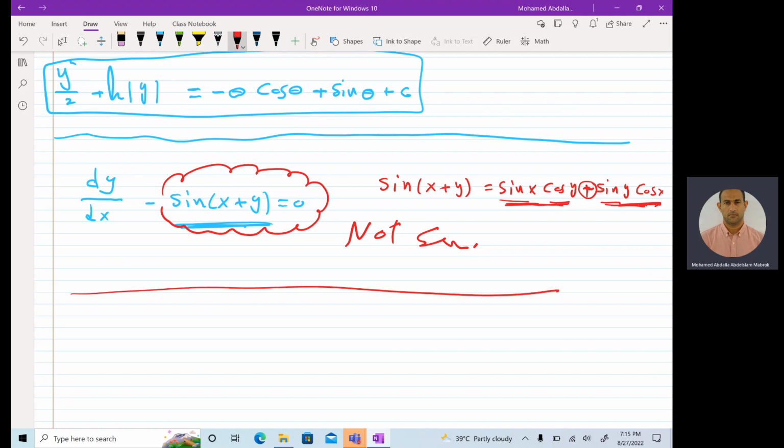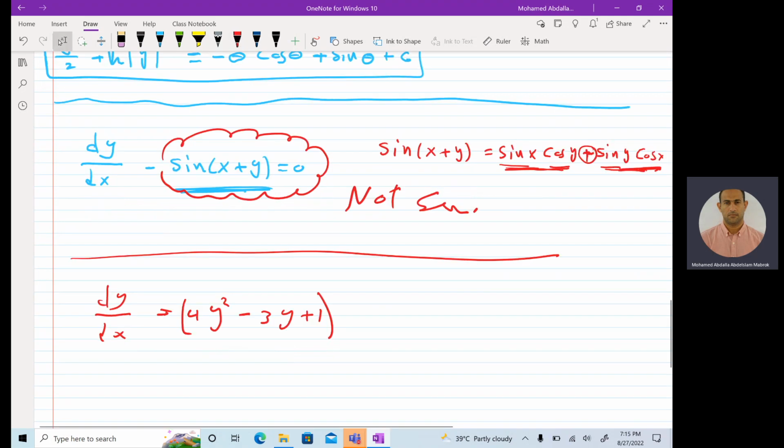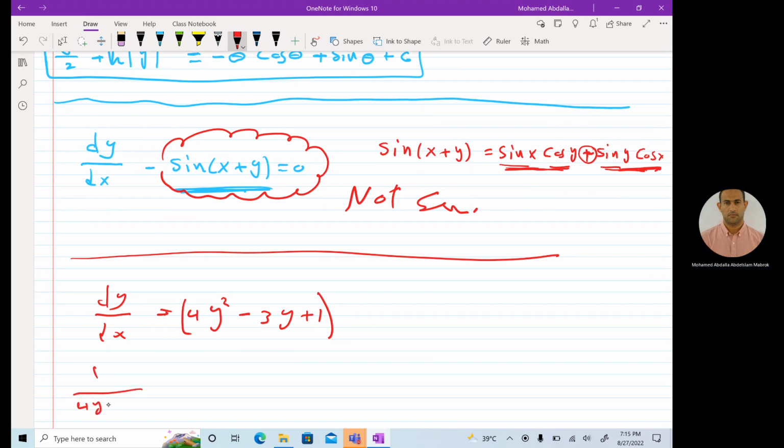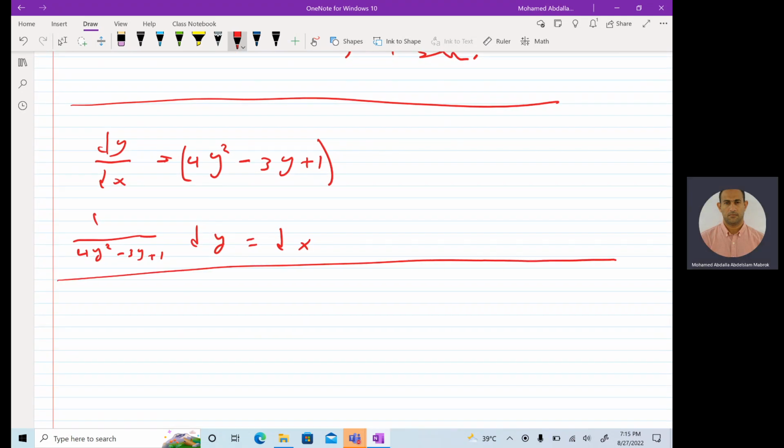Another problem, say if it's separable or not. dy by dx plus 4y squared minus 3y plus 1. Well, yeah, this is separable, because you can just multiply by dx and divide by that. So it will be 1 over 4y squared minus 3y plus 1 dy equal dx. So separable, we can integrate both sides if we want to solve. But he's asking if it's separable or not. So this is for the separable differential equations.